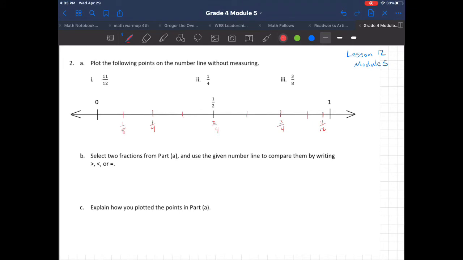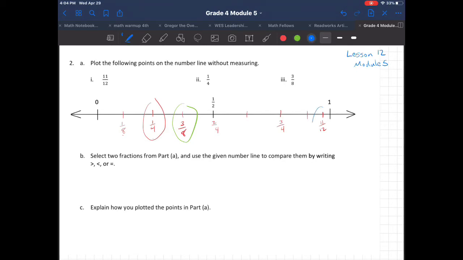Number 2, we're going to plot the following points without measuring, and I already figured out my fourths would be halfway between my halves. So there's 3/4, 1/4, and then 2/4. And eighths come in between those, so I can figure out 1/8, 2/8. Here's 3/8. And this last one, 11/12. I didn't try and put in all the twelfths. I know 11/12 is almost 1. It has to be way over here.